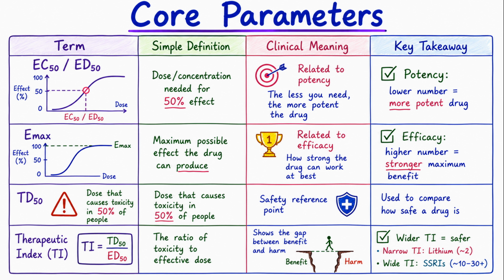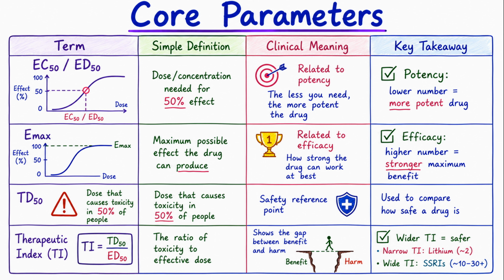Four terms. First, EC50 or ED50. This is the dose or concentration needed to get 50% of the maximum effect, and this is your potency measure. The lower that number, the more potent the drug, because it means you need less of it to get halfway to full effect. Next, Emax. This is the maximum possible effect a drug can produce, full stop, no matter how high you push the dose. This is your efficacy measure. The higher the Emax, the stronger the maximum benefit the drug can actually deliver.